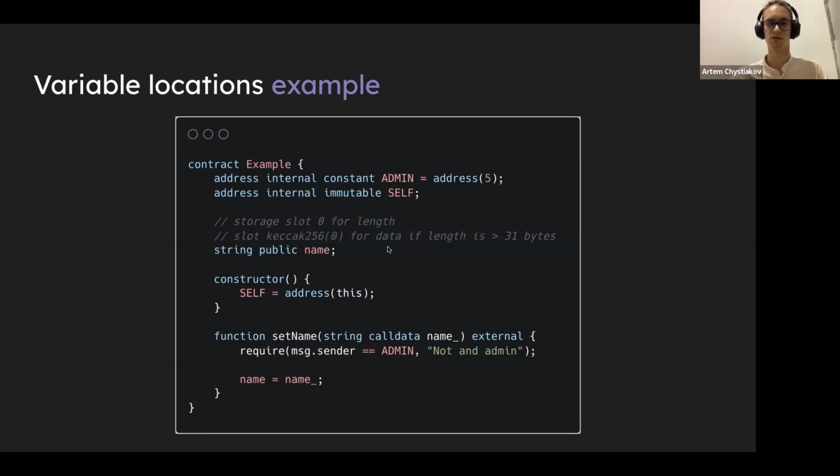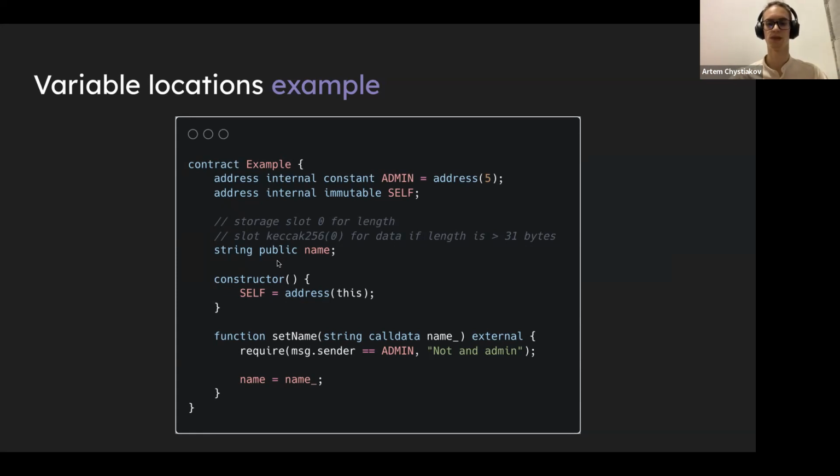And talking about strings, this will be used only if the length of the string is more than 31 bytes. But if it is not, if it is less than 31 bytes, then the actual data, the actual value will be also encoded or tightly packed into this slot. So you will have the length in the lowest bits of the slot, and then the actual data in the highest bits of the slot, or the topmost bits of the slot. And Solidity does it all for you, so you pay less gas for storage.